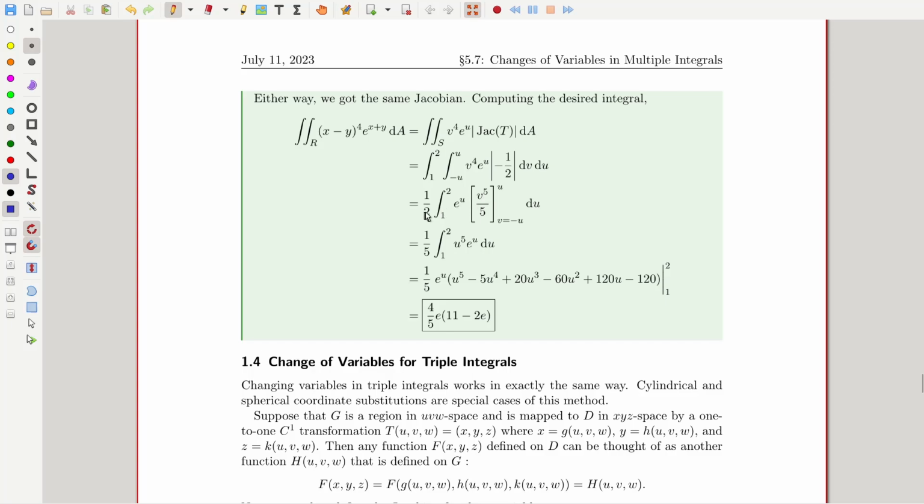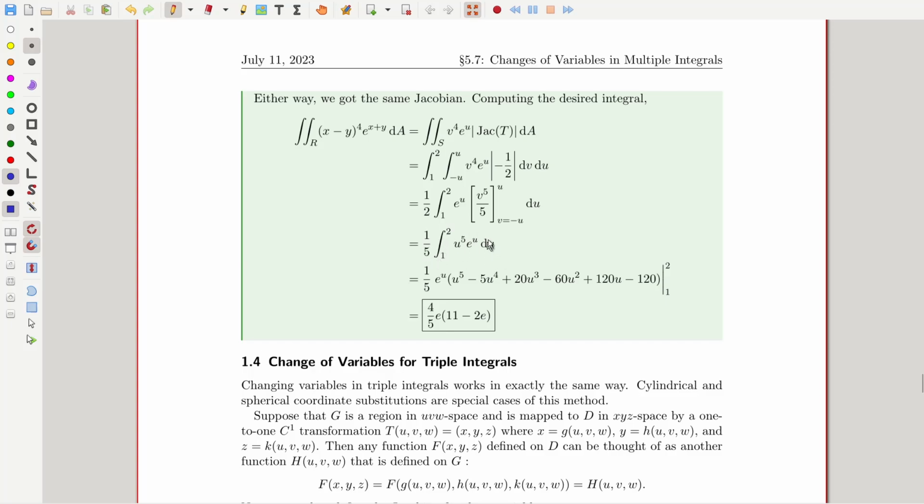That 2 is going to cancel with the 1/2 outside. The 5 is going to be pulled out. That's why we end up with 1/5 here. And then we have u to the 5th, e to the u, du, integrate from 1 to 2. Okay, and now this is where this would be a pain if you didn't know tabular integration.